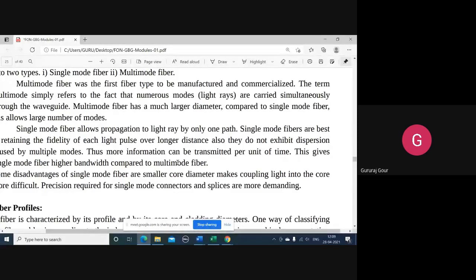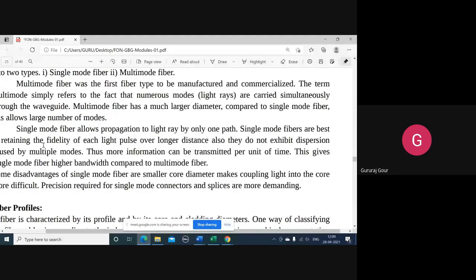Okay, so now you try to understand. Mode means it simply represents the orientation of E and H field components which are actually carried by the photons all the way from transmitter to receiver through the fiber optic core.